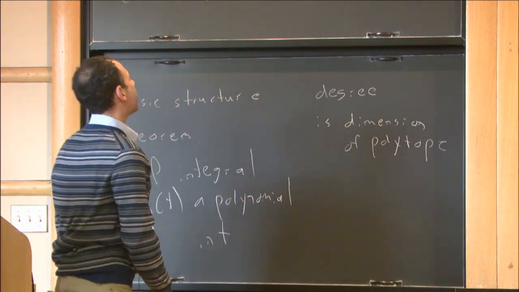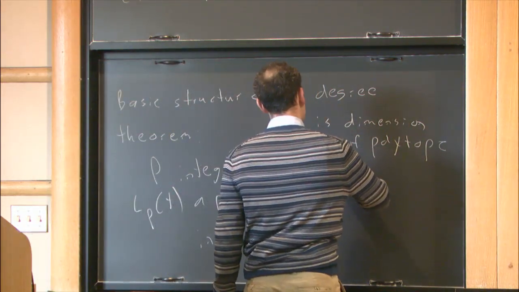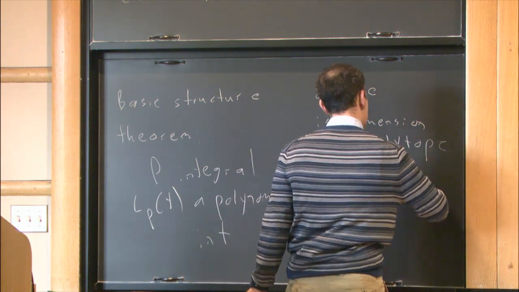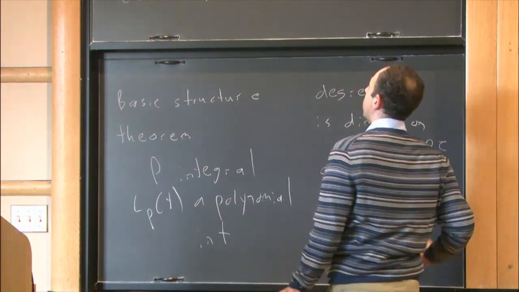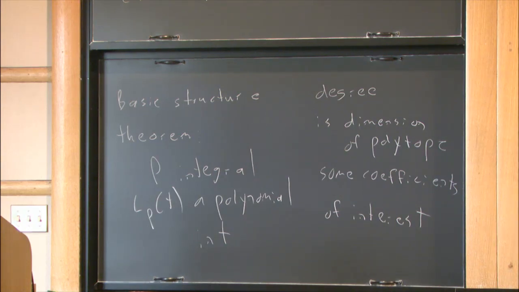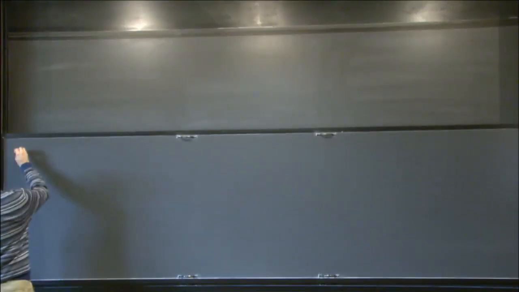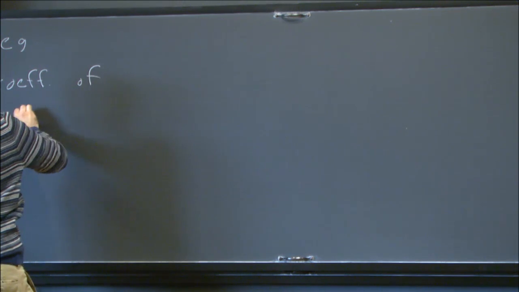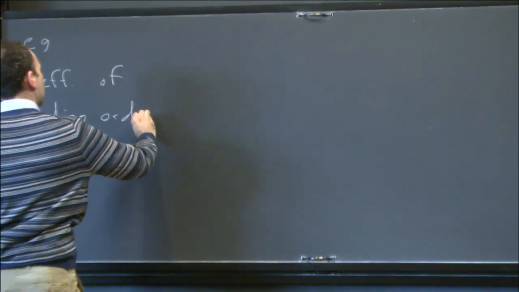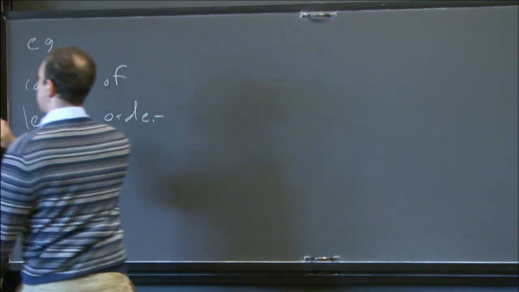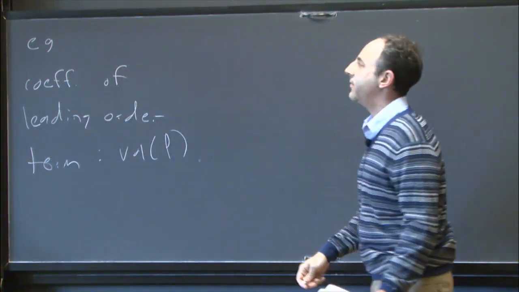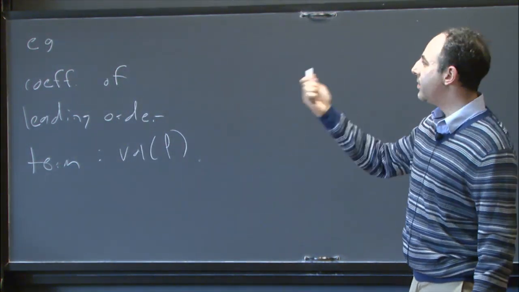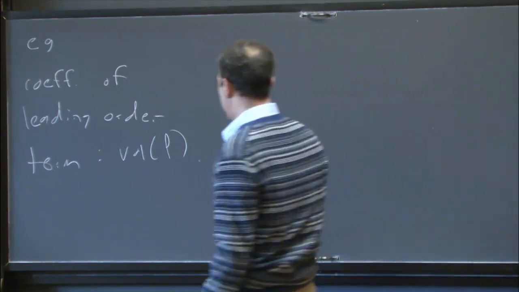Some of its coefficients are of interest. For example, the coefficient of the leading order term is the area, so the volume, of the polytope. Which is cool because it means that if I have an integral polytope, I can compute its volume just by counting some lattice points. Which is sort of neat.